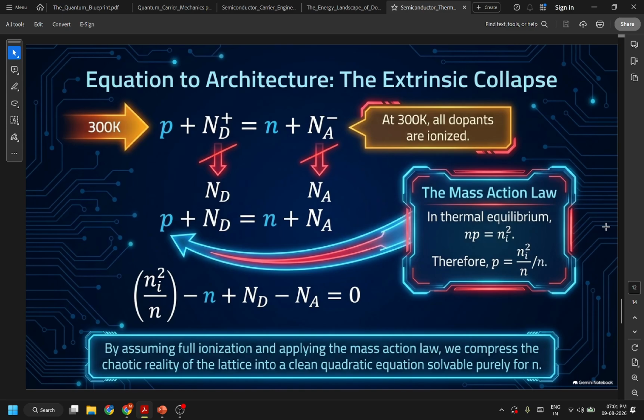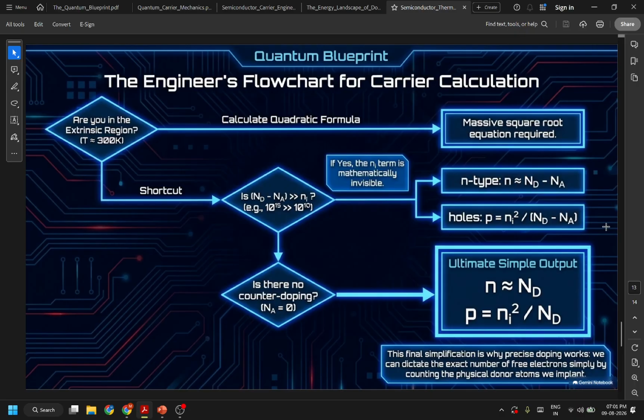By assuming full ionization and applying the mass action law, we compress the chaotic reality of the lattice into a pure quadratic expression, and solve it purely for n. The ingenious flowchart for correct calculation: are you in the extended region? You calculate the quadratic formula.